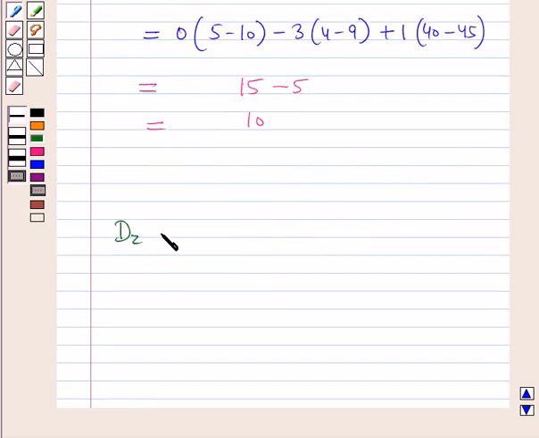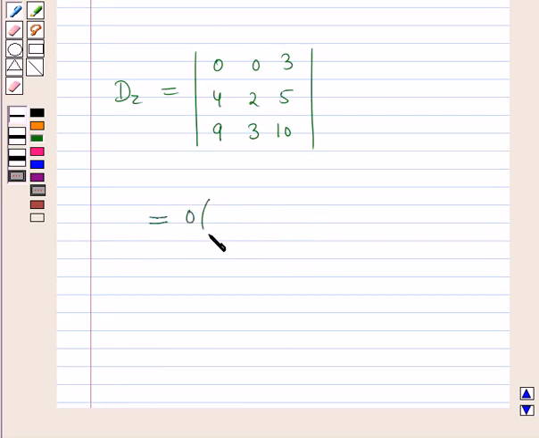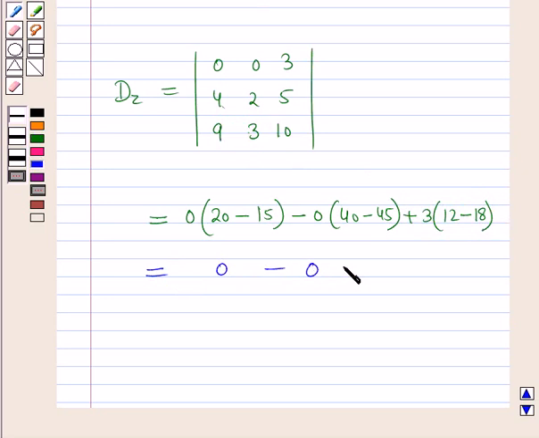Now the determinant Dz is equal to the determinant with the elements in the first row as 0, 0, 3. Elements in the second row as 4, 2, 5, and elements in the third row as 9, 3, 10. So this is equal to 0 into (2 into 10 is 20, minus 5 into 3 is 15), minus 0 into (4 into 10 is 40, minus 9 into 5 is 45), plus 3 into (4 into 3 is 12, minus 9 into 2 is 18). Now this is equal to 0 minus 0 plus 3 into minus 6, which is equal to minus 18.